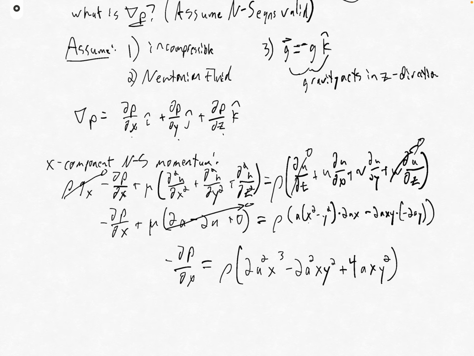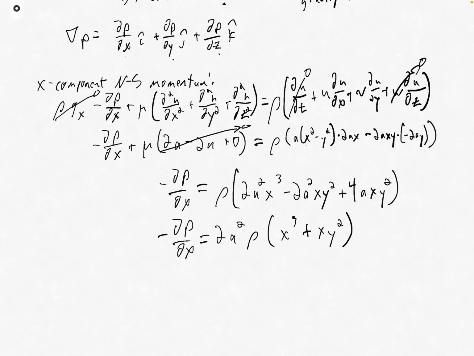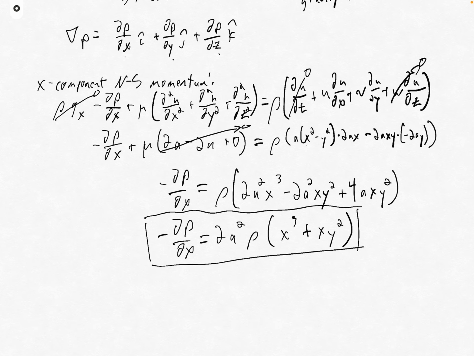Now we can see that when we combine these two together, we'll get our final answer for dp dx. And this is equal to, we can gather some terms out here. It's going to be 2a squared rho times x cubed plus xy squared. So there's our first component, right? The x component of the pressure gradient with respect to x.